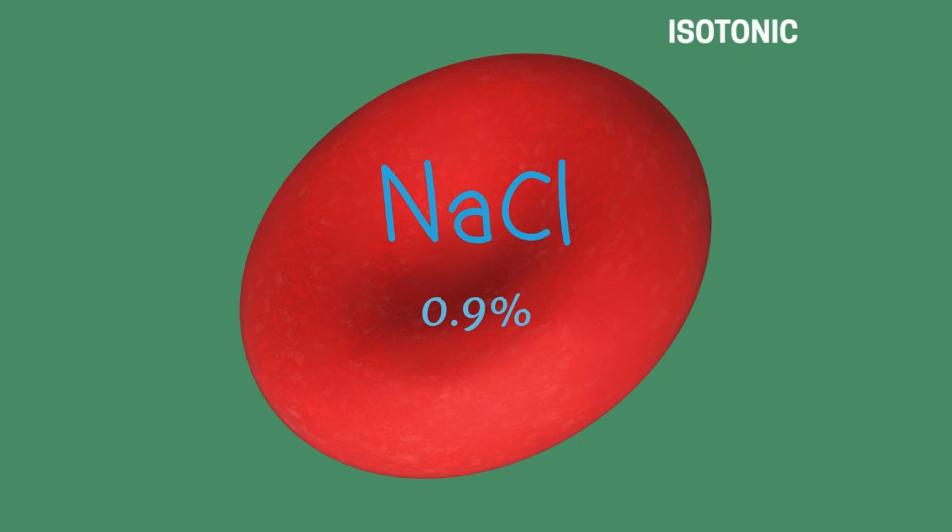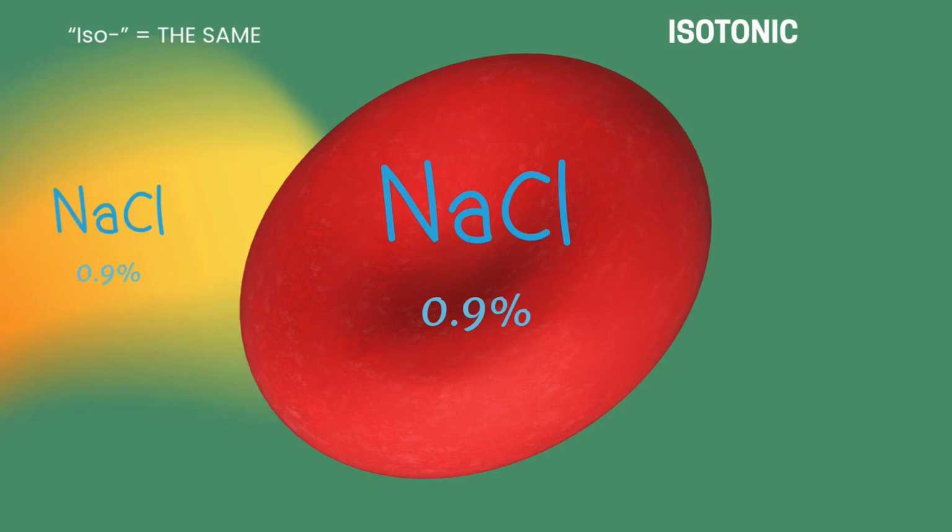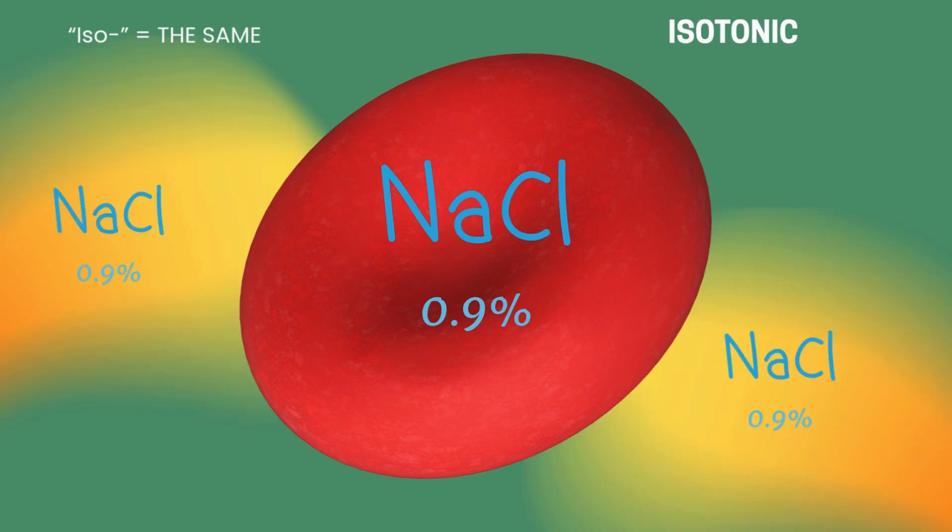Isotonic solutions are easy to understand. The prefix iso means the same. This means that the solution has the same sodium chloride concentration as the red blood cell. If the red blood cell has 0.9% sodium chloride, then an isotonic solution also has 0.9% sodium chloride. As both solutions match, the red blood cell is happy and nothing happens.